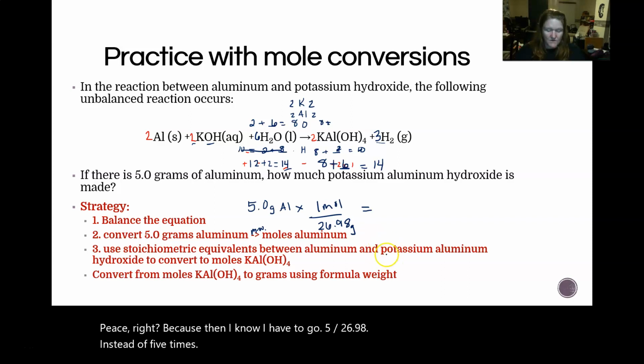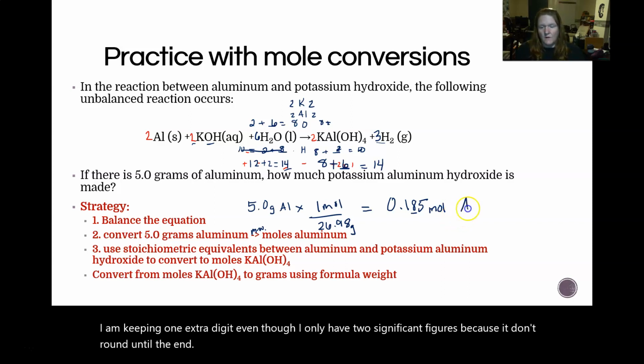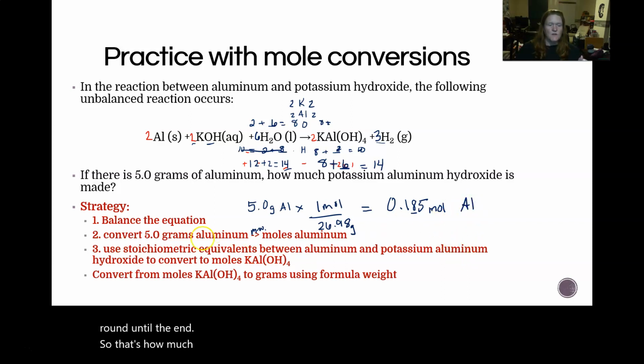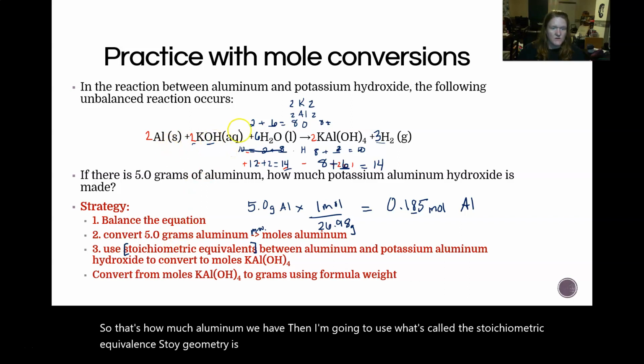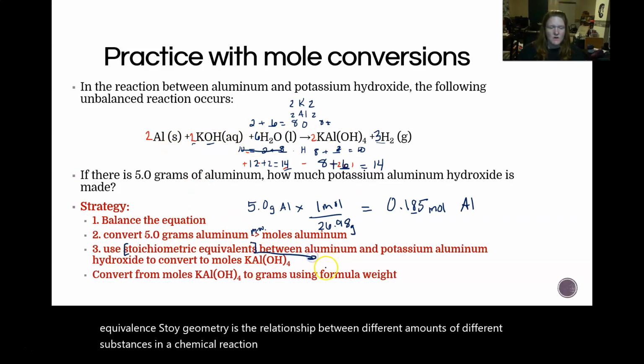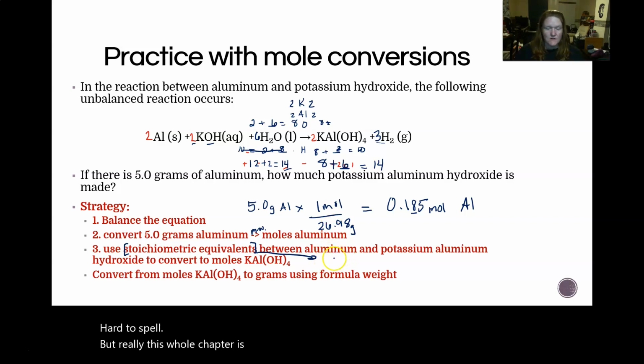So we get 0.185. I am keeping 1 extra digit even though I only have 2 significant figures because I don't round until the end. So that's how much aluminum we have. Then I'm going to use what's called the stoichiometric equivalence. Stoichiometry is the relationship between different amounts of different substances in a chemical reaction. It's a German word, super fun, hard to spell. But really this whole chapter is about stoichiometry, okay?